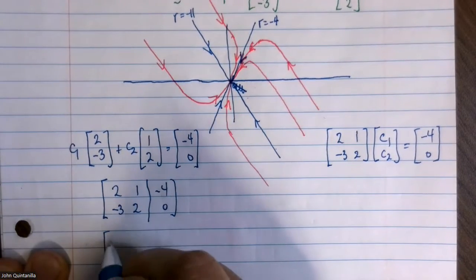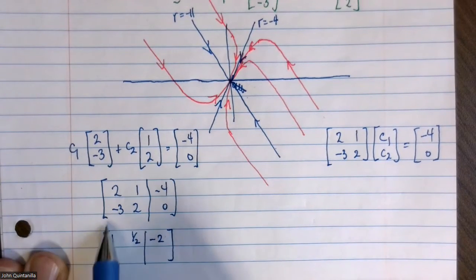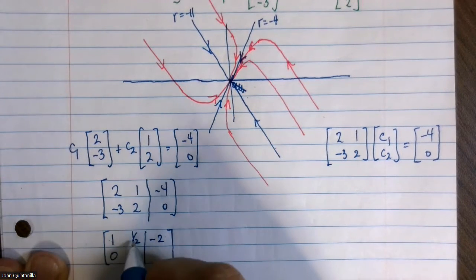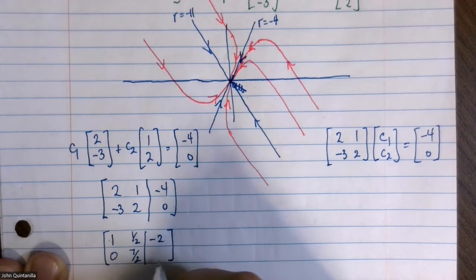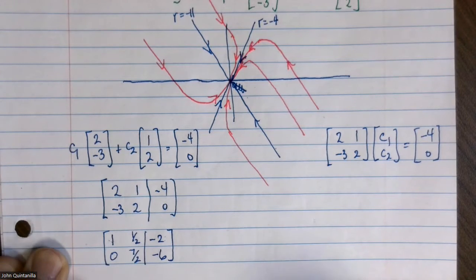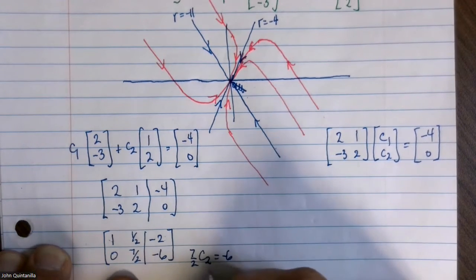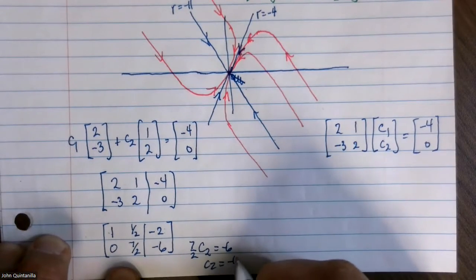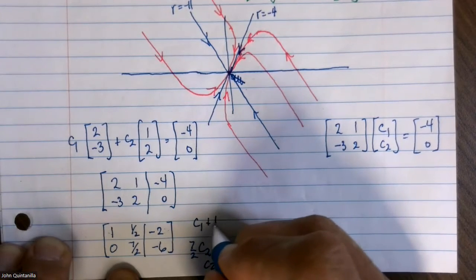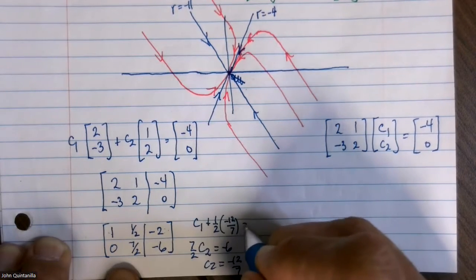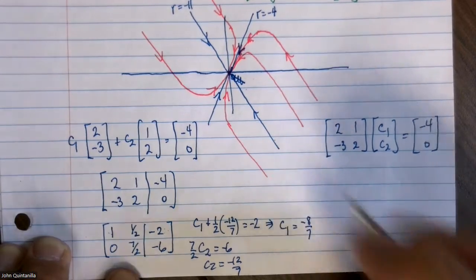Okay, and so the top equation I will divide by 2. Then I'll take this new equation, multiply it by 3, and add it to the bottom equation. So multiply that by 3, get 3 halves plus 2, 7 halves. Multiply that by 3, negative 6 plus 0, get negative 6. And so from the bottom equation, I see that 7 halves c2 is equal to negative 6. So c2 is equal to negative 12 sevenths. Coming to the top equation, I see c1 plus a half times negative 12 sevenths is equal to negative 2. And from that, I conclude that c1 is equal to negative 8 sevenths.